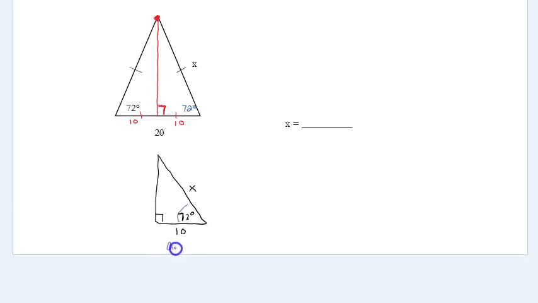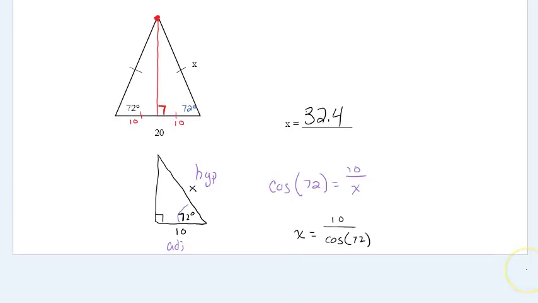Reference angle, adjacent, hypotenuse. That's my cosine function of my angle, and it's equal to the adjacent divided by the hypotenuse. My variable is in my denominator. When I solve this, I am going to divide by the cosine of 72. And when I do, I get 32.4. Again, if this is confusing, if you're struggling, please come in before school, come and get that extra help.